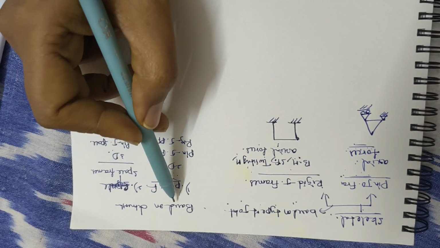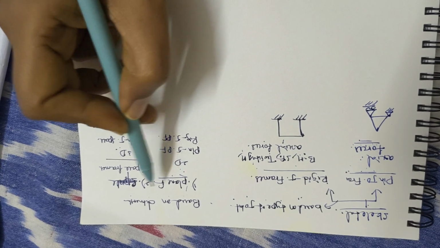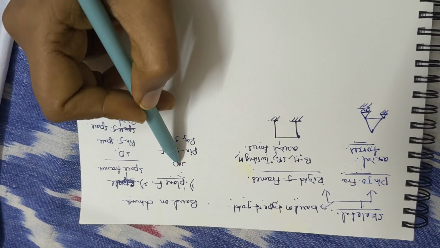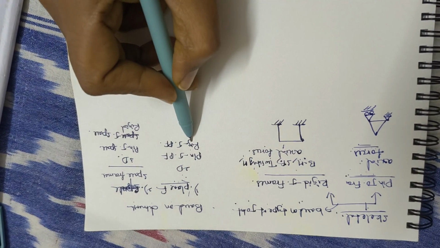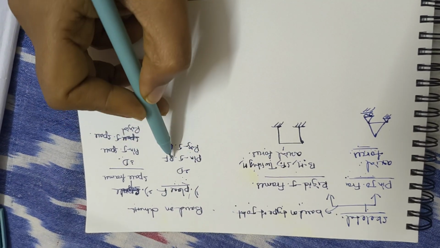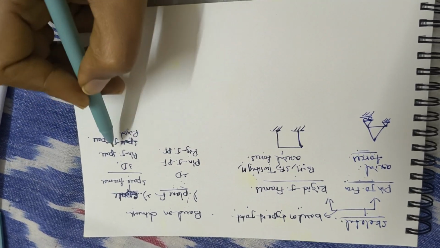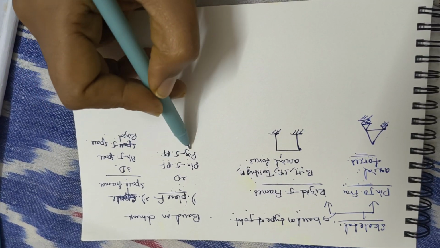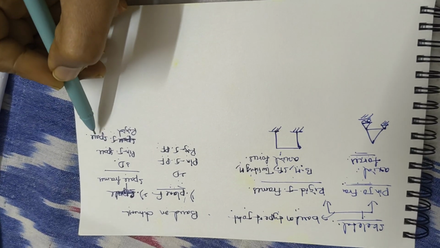And next, the category based on dimension. First one, plane frames. Second one, space frames. In planes, I'm taking the pin first, and next I'm taking rigid. Pin and rigid with planes. Next, pin and rigid with space. Here two and here two: pin jointed plane frames, rigid jointed plane frames, pin jointed space frame and rigid jointed space frame.